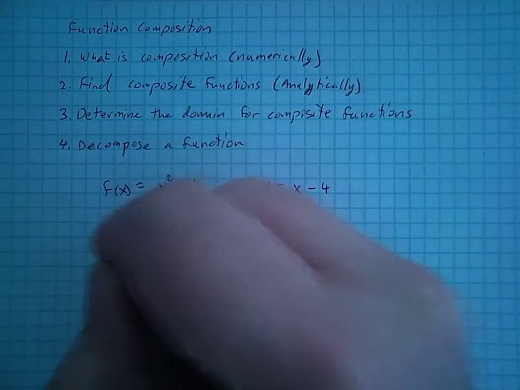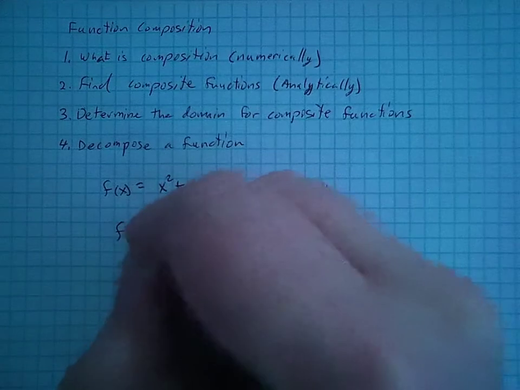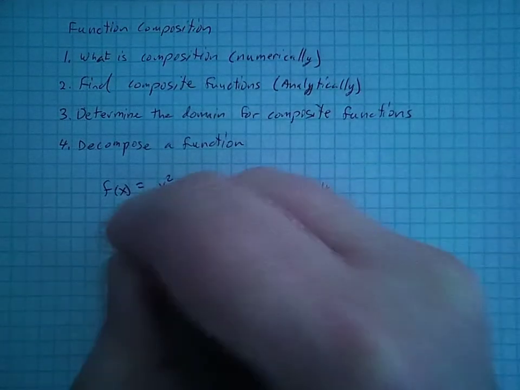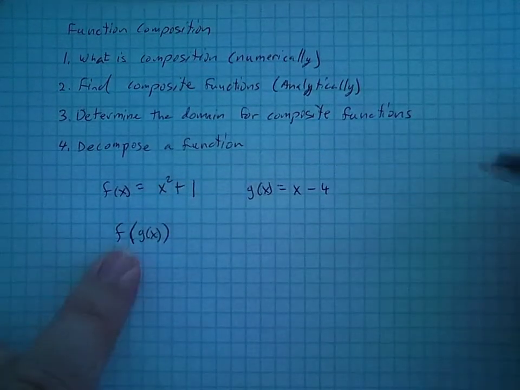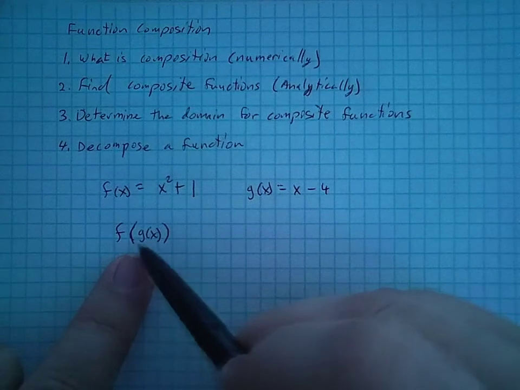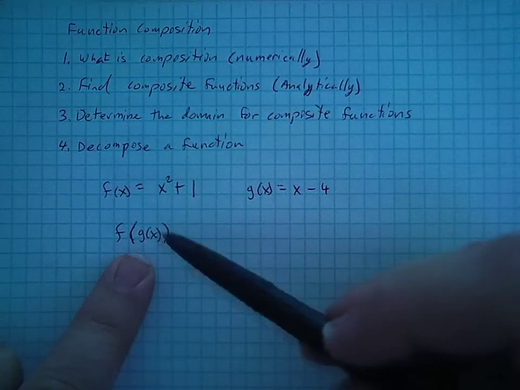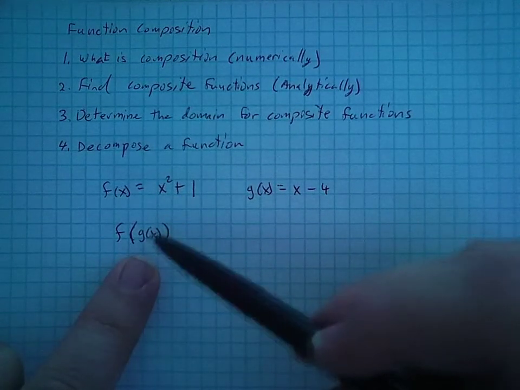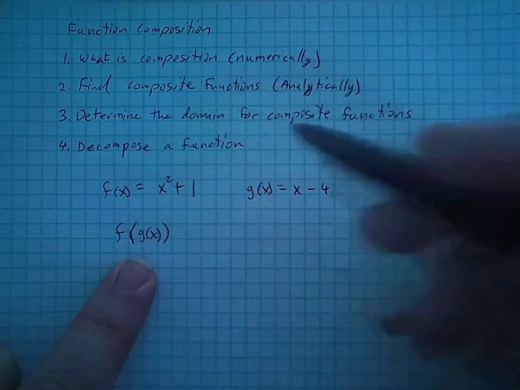We denote function composition using one of two notations. This is one of them. This we read as f of g of x. In this case, you're going to evaluate g. You're going to take the answer and stick it into f.